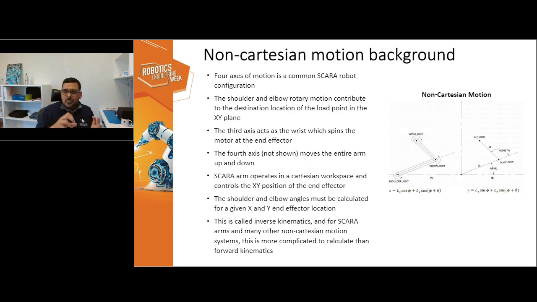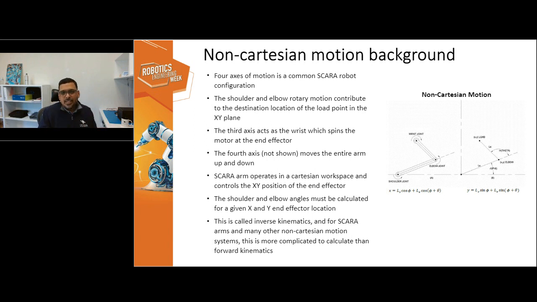Whereas non-Cartesian motion is a little bit more involved. It's a typical robot that you can think of, like a bigger KUKA, ABB, or one of the Fanuc 6-axis or 4-axis robots. It's almost like a robotic arm. If you think of it, there are 4 axes of motion in a SCARA robot.